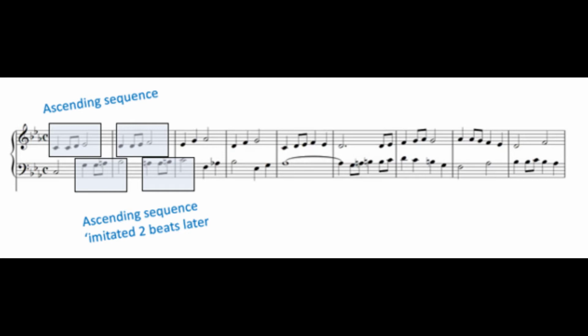So imitation can happen without there being a sequence involved, and similarly you can have a sequence that isn't then imitated, but they do often go hand in hand. And this video shows you these very long interweaving melodies where you have got a sequence in the individual parts, but you've also got imitation.